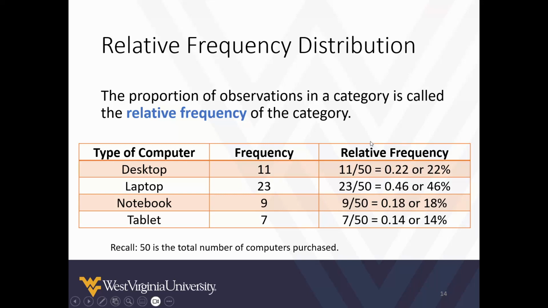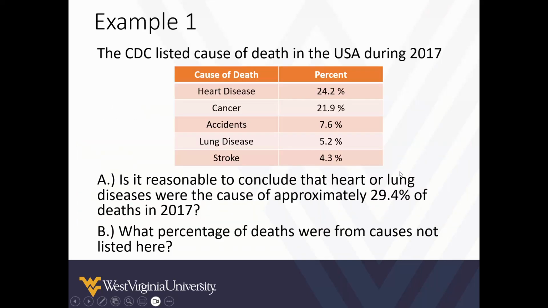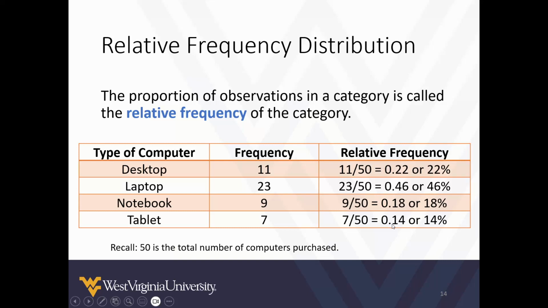So in order to calculate relative frequency, it's pretty simple. We divide by our total number. So each frequency divided by the total, in this case 11 over 50, 23 over 50, 9 over 50, and 7 over 50, will give us a decimal that we can then convert to a percentage. So we can either use the proportion value or the percentage. For some reason my brain likes percentages better.